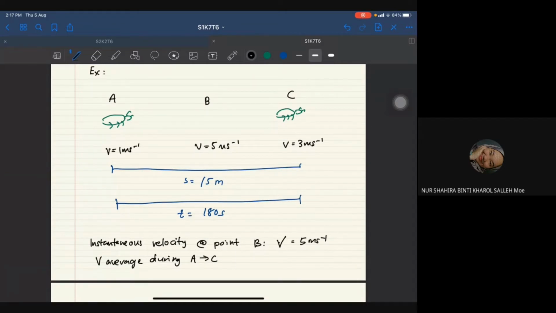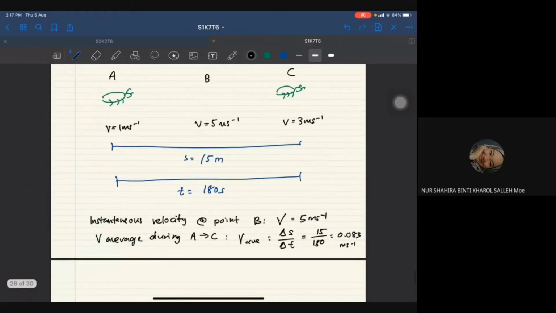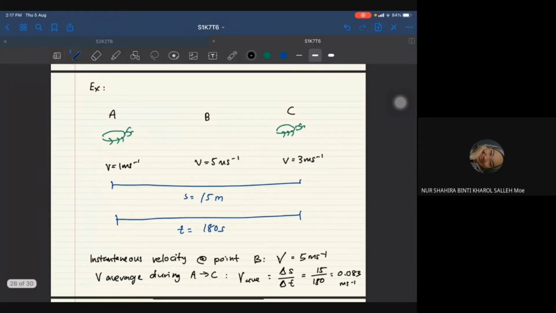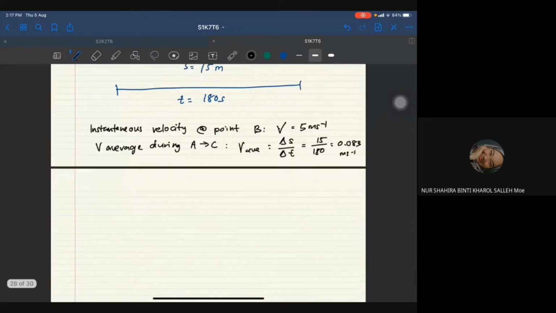Okay, so I think you guys get the idea. So V average is basically total displacement divided by total time, which is 15 meter divided by 180 second. This is where you get 0.083 m s^-1. Correct me if I'm wrong. If you go back to the definition, this one is correct. Very good. So I think you guys can differentiate between those things.